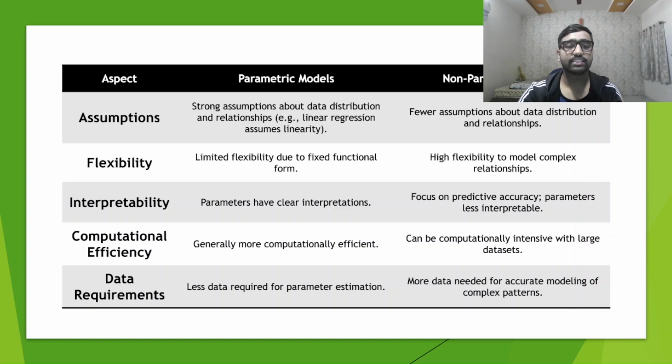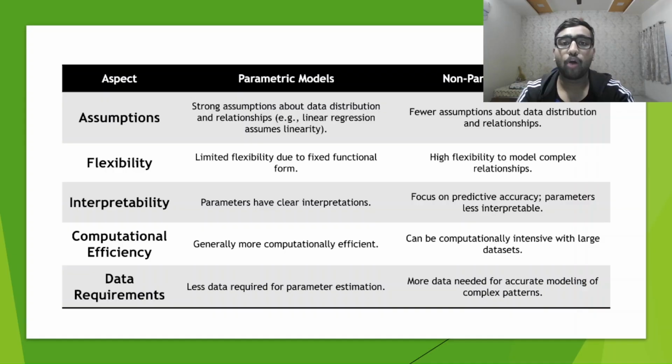First, let's see the differences between the parametric and non-parametric models. Parametric model: it takes strong assumptions about the data distribution and relationship. Example, linear regression assumes linearity. So, a parametric model makes several strong assumptions about the data which is given to the model. We can understand it by the example of linear regression, that a linear regression model would assume that there is a linear relationship between the independent and dependent variables of the data.